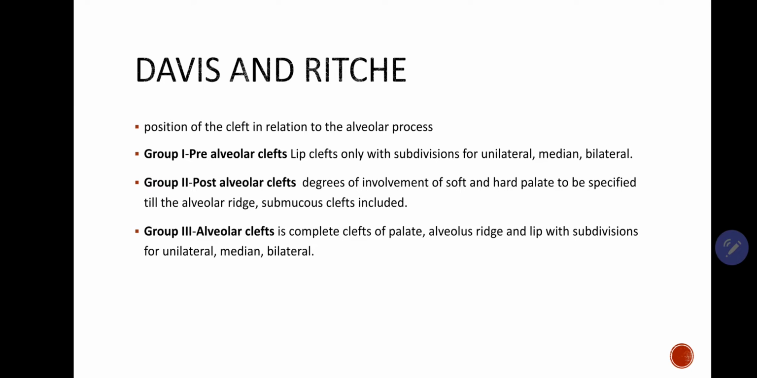If a cleft is present behind the alveolar ridge, it is known as post-alveolar cleft. If a cleft is present on the alveolar ridge, including both the lip and the palate, these are known as alveolar clefts. So the group 1 cases include the cleft lip conditions only. Group 2 cases include the cleft palate cases. Group 3 includes all the cleft lip and palate cases, meaning the cleft is involving both the lip and the palate entirely.